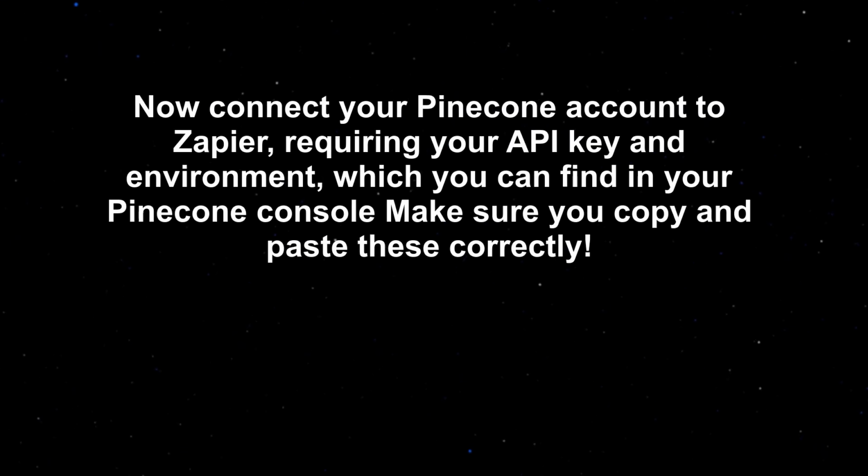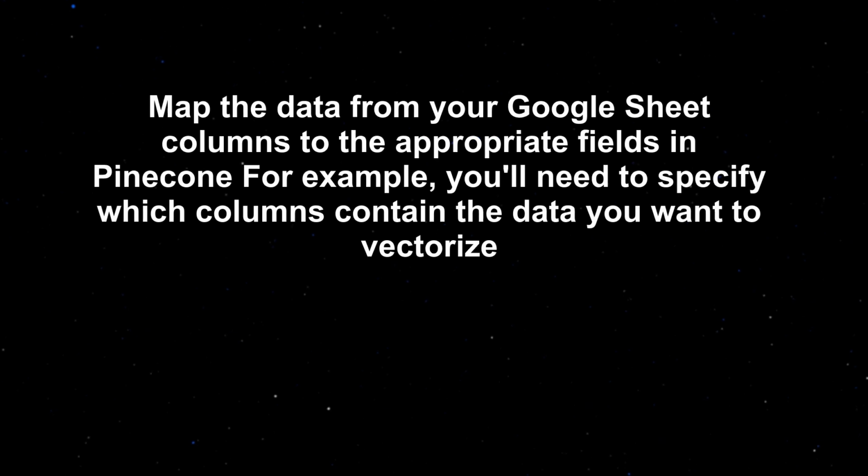Now connect your Pinecone account to Zapier, requiring your API key and environment, which you can find in your Pinecone console. Make sure you copy and paste these correctly. Map the data from your Google Sheet columns to the appropriate fields in Pinecone. For example, you'll need to specify which columns contain the data you want to vectorize.